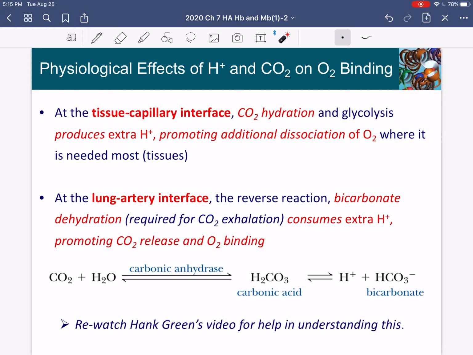At the lung artery interface, now coming back up from the T state and needing to bind to oxygen again, the reverse reaction is happening.